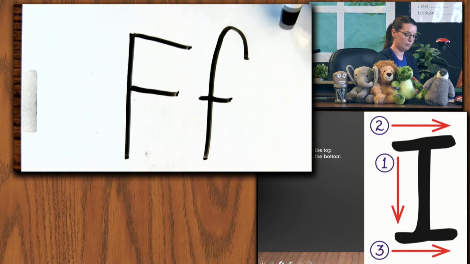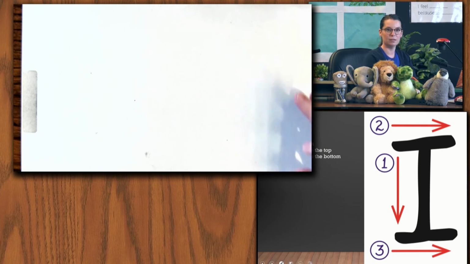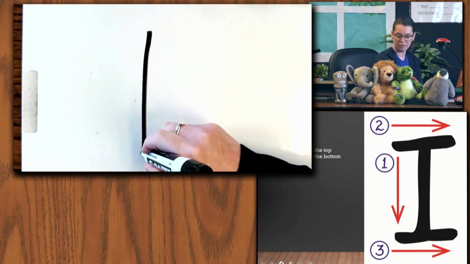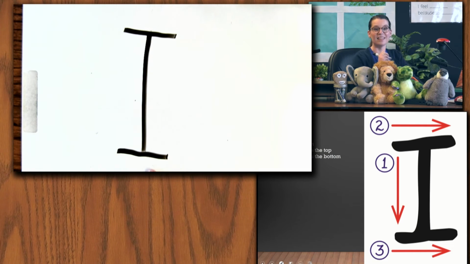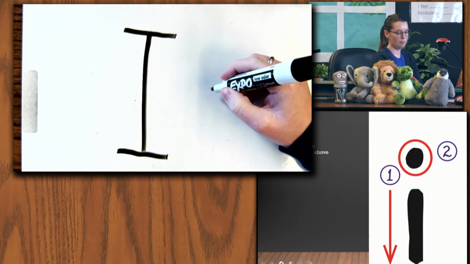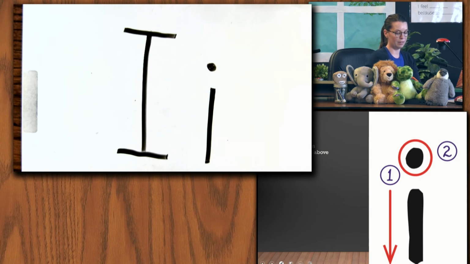Next letter. Are you keeping up with me? Awesome. Here we go. Capital I. Pens up, line down, little line across the bottom. I says I. Lowercase i, pens out, line down, float a dot above. I says I.